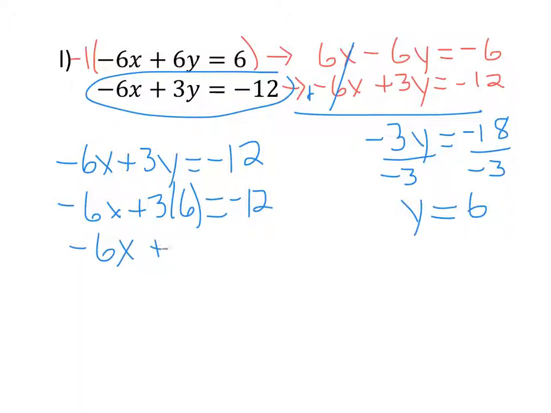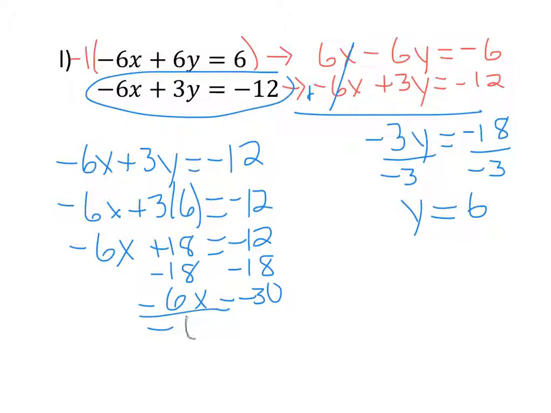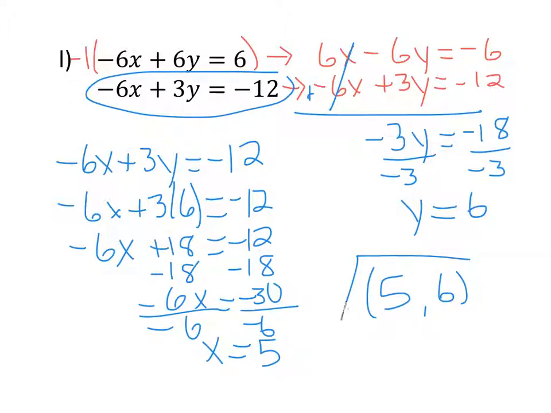-6x plus 18 equals -12. Subtract 18. -6x equals -30. Divide by -6. X equals 5. So the solution here is 5, 6.